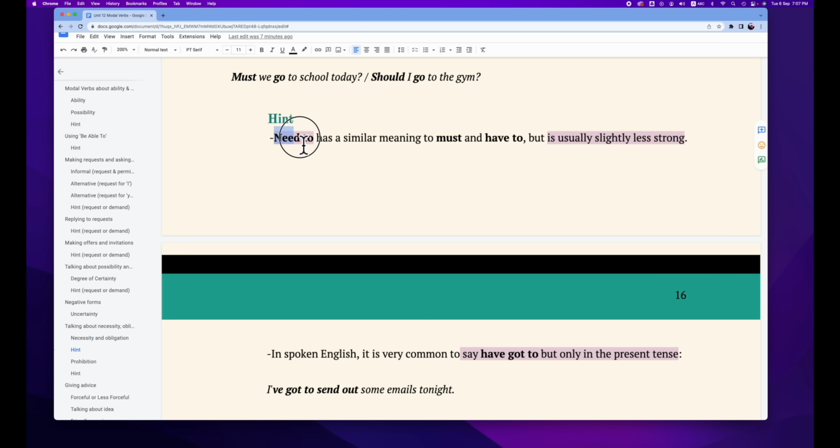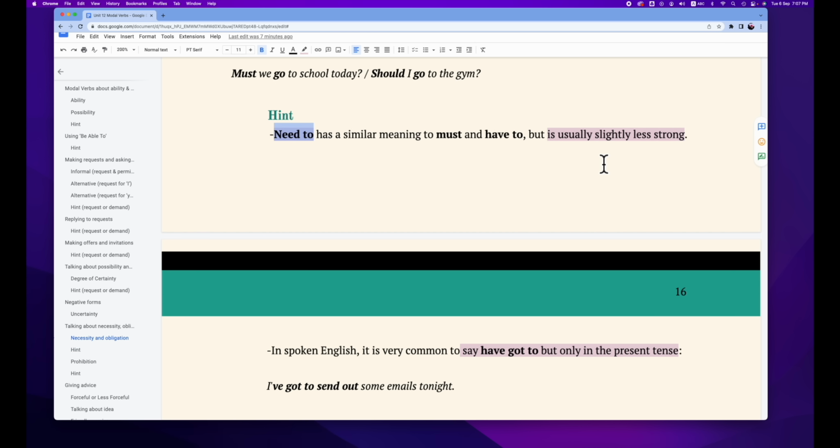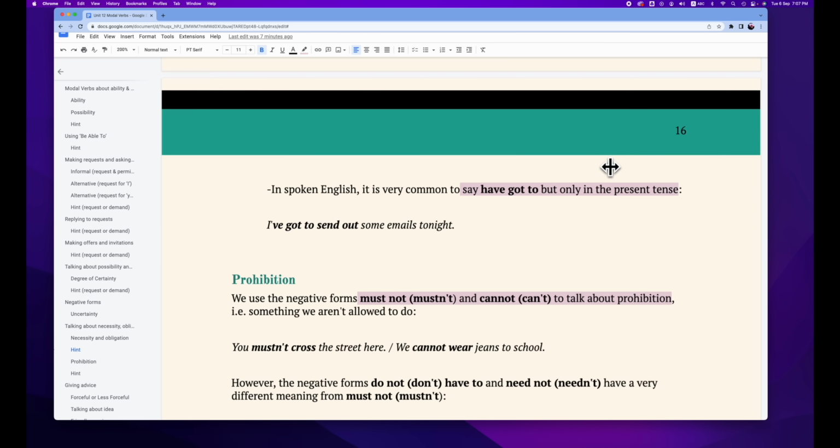The modal verb need to has a very similar meaning to must and have to, but is usually slightly less strong. And also, in spoken English, it is very common to say have got to, but only in the present tense. I've got to send out some emails tonight.